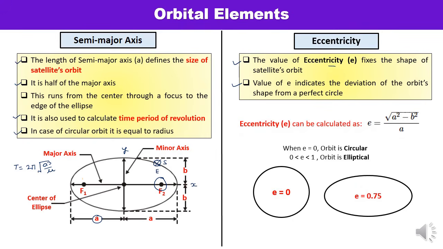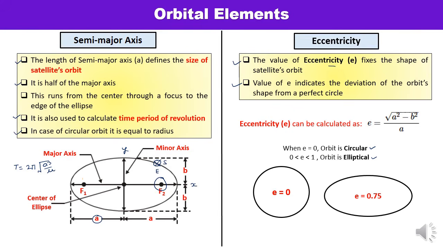You can calculate the eccentricity if the semi-major axis and semi-minor axis are given. e equals square root of a squared minus b squared, upon a. Here a is the semi-major axis and b is the semi-minor axis. For a circular orbit, the value of e will be equal to 0, while for an elliptical orbit, its value must be between 0 and 1.